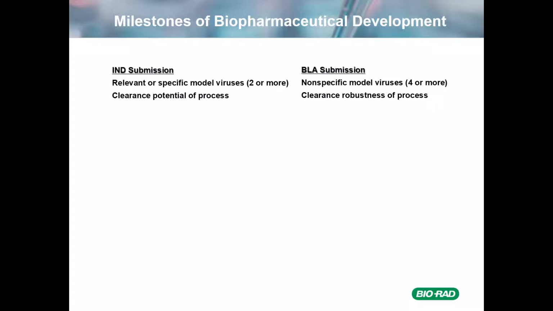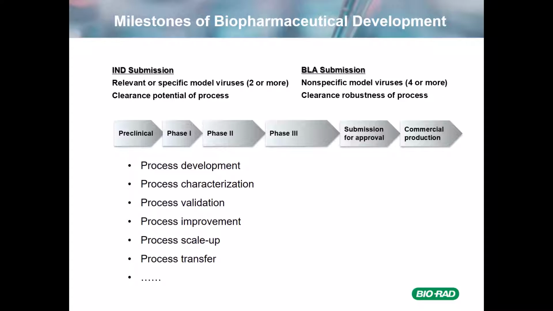As you get into your later stage development, you're going to be looking more at non-specific model viruses, usually at least 4, depending on the cell line, could be more. And here you're looking at the clearance robustness of the process. So the timeline shown here, during all these phases, you're going to have some process development, process characterization, process validation, and then as you get further along, you're going to have process improvements, scale up, and then your transfer to your CMO or your manufacturing suites.